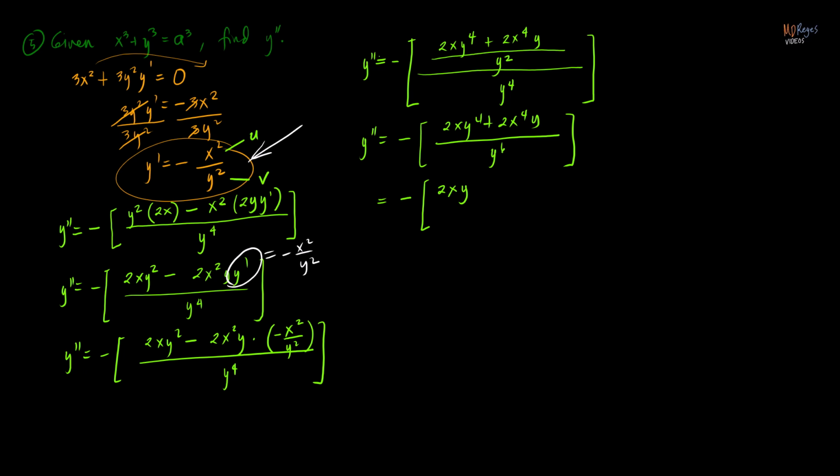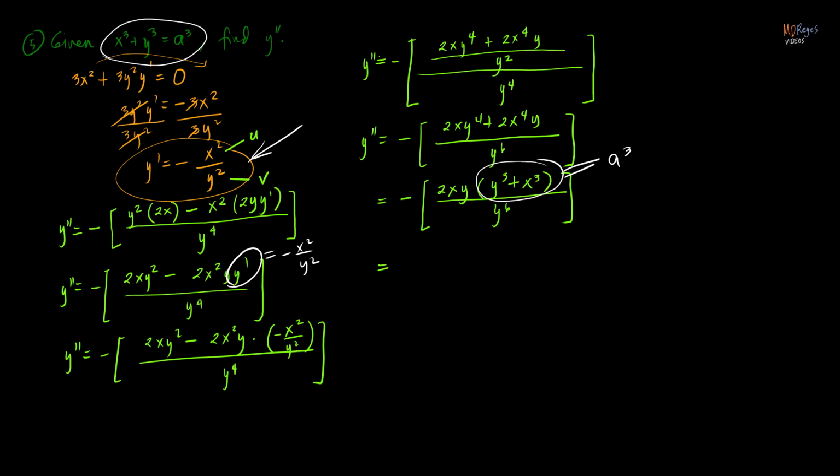Factoring 2xy from the numerator, we'll have y cubed plus x cubed. So y cubed in the first term, x cubed in the second term. This is still over y to the sixth. Look at the given function. In the given function, we have x cubed plus y cubed equals a cubed. And this is also x cubed plus y cubed. So this part is equal to a cubed also.